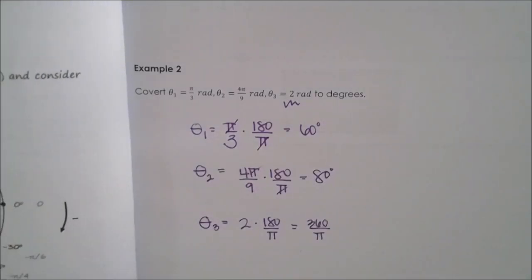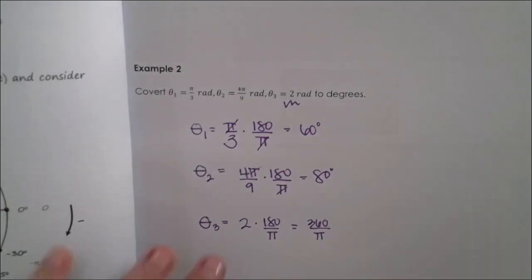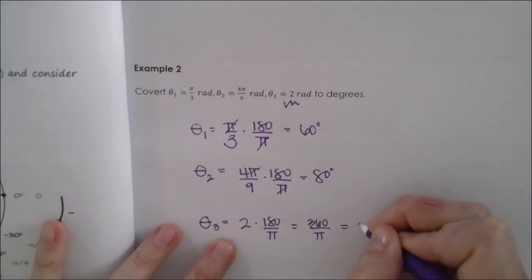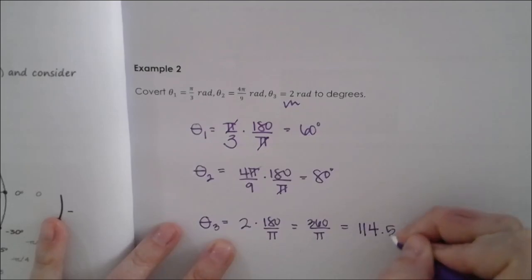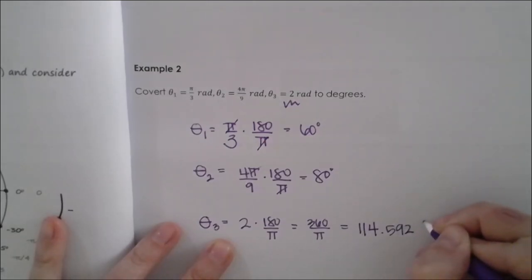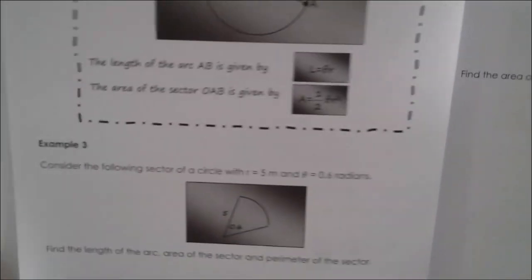But in degrees, that doesn't really make sense for me to say 360 divided by pi degrees. So I would really probably want to say the approximate value for that is 114.592, lots of decimals, degrees. That would probably be the one example that really doesn't make sense in my head to say that that's degrees. Okay, so let's keep going.